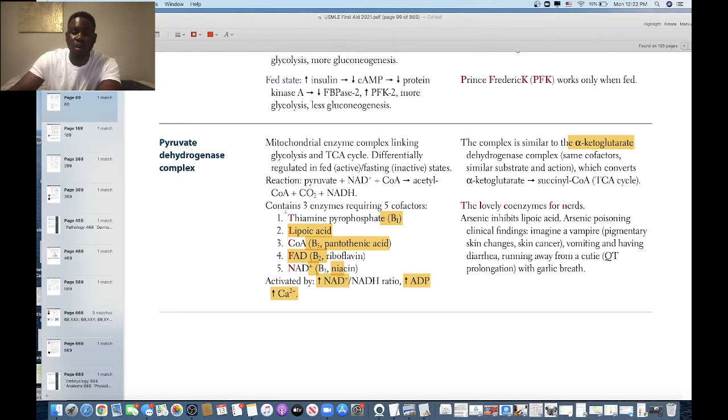So this pyruvate dehydrogenase complex is similar to the alpha ketoglutarate dehydrogenase complex. So they are similar, the coenzymes are the same. It converts the alpha ketoglutarate into succinyl CoA in the TCA cycle. So here the mnemonic is: the lovely coenzymes are for nerd. Lovely coenzymes for nerd. Okay.